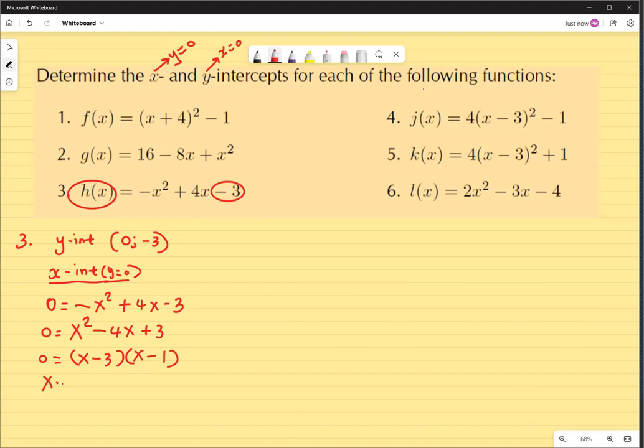And I can see that it's going to be x minus 3 equals 0, or x minus 1 equals 0. And then it's going to be x equals 3, or x equals 1. Which means the x-intercepts are 3 coordinate 0, or 1 coordinate 0.